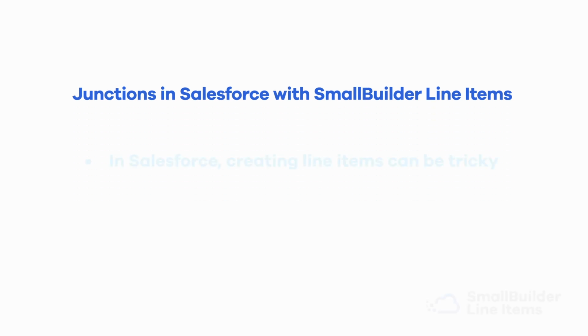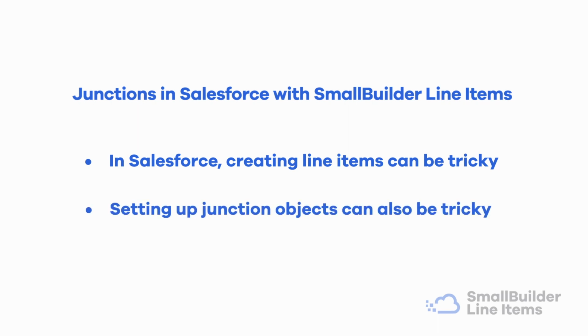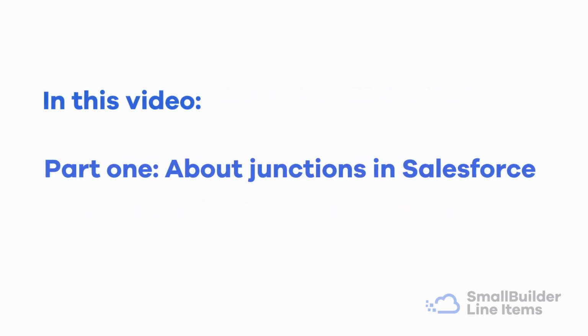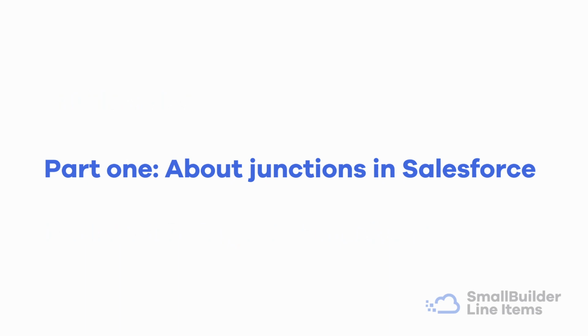In Salesforce, it can be tricky to set up line items which are actually easy to use. It can be done with junction objects, but it can be difficult to implement these into your workflow without custom development. In this video, we'll explain how junction objects work and how SmallBuilder Line Items can make them easier to use in practice. Part 1.